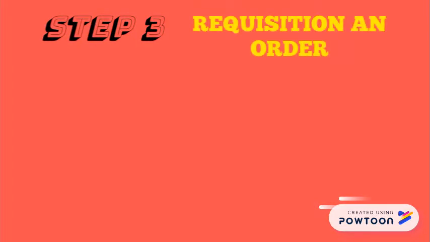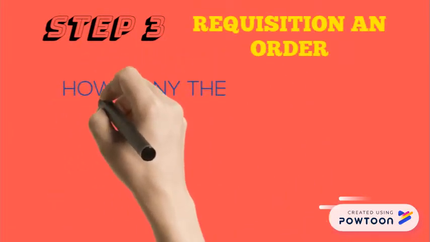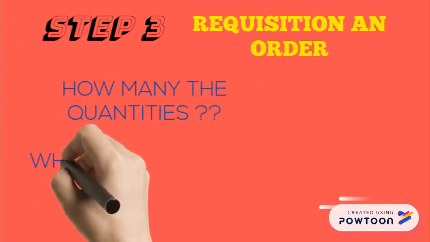In step 3, we have to write the purchase order, such as how many quantities they want and when the goods are to be delivered.